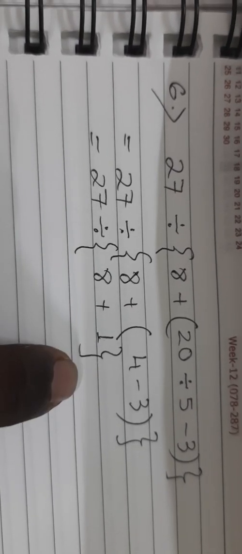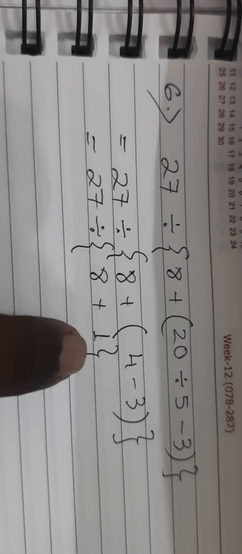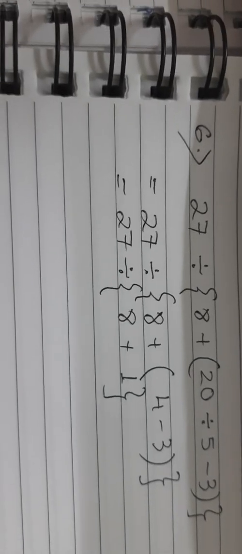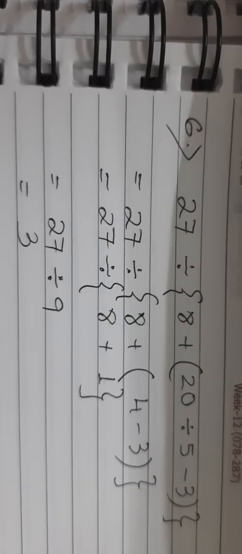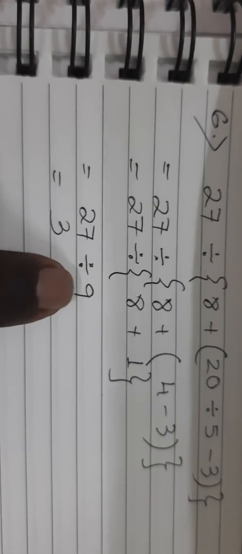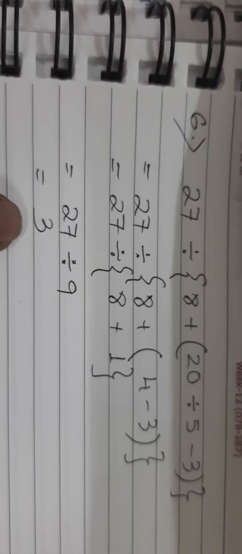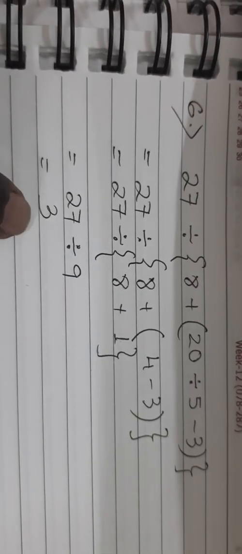Now the second bracket needs to be solved. Within the second bracket you have 8 plus 1. So 8 plus 1 is 9. So after solving the second bracket we got 9. 27 divided by 9 is 3. So finally we get the answer of question number 6 is 3.